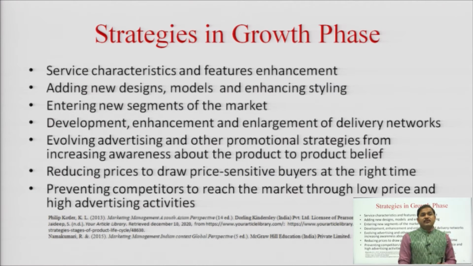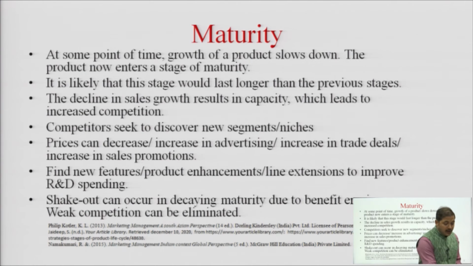Preventing competitors from reaching the market through a lower price and high advertising activity. We can make a lot of efforts: we can introduce products at a lower price, and we can introduce the product in different varieties and options, so that we can block the competitors from entering my market segment. That could be the kind of strategy an organization needs to adopt in the growth phase. Now, the next one is the maturity phase.